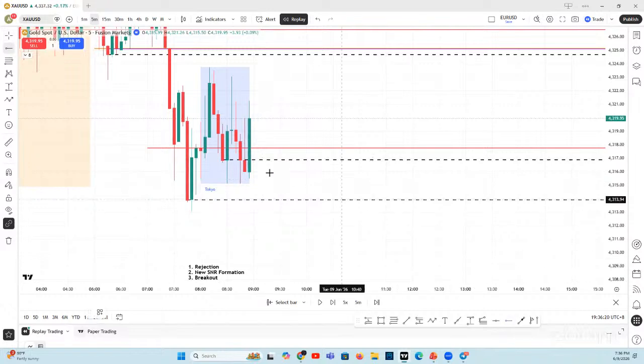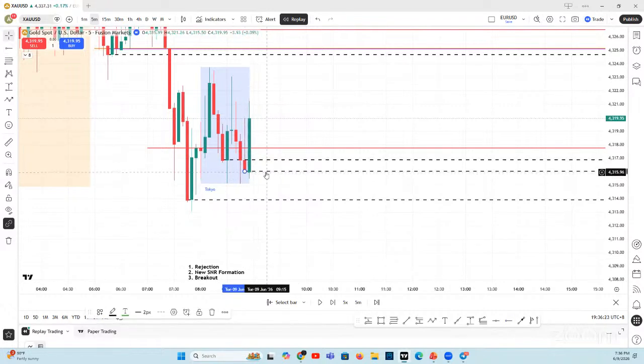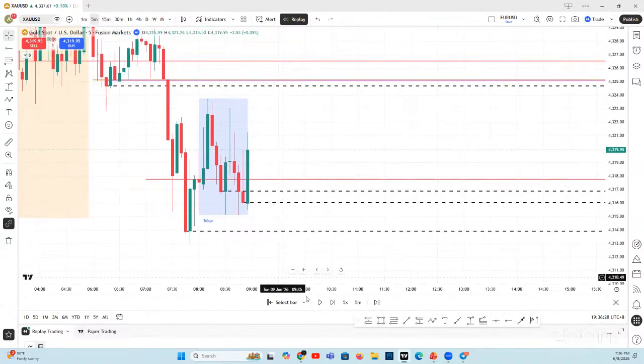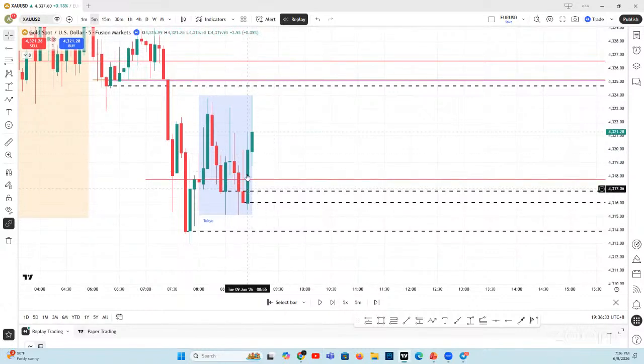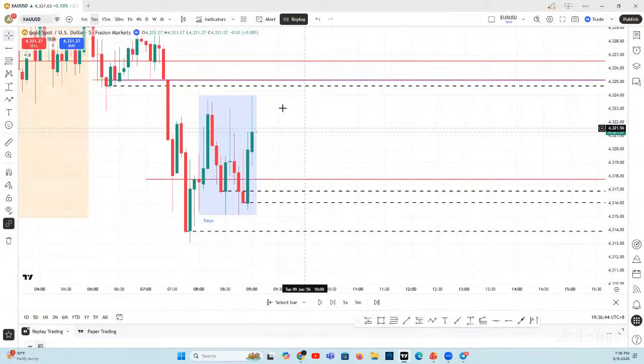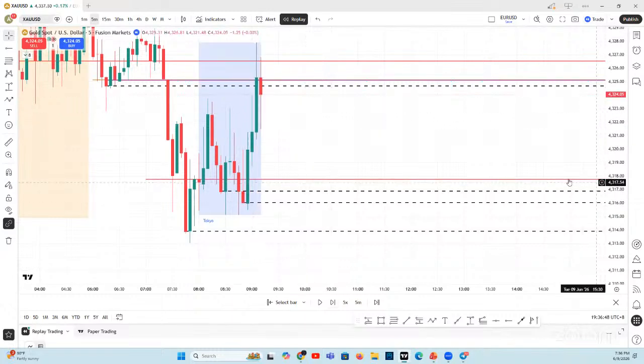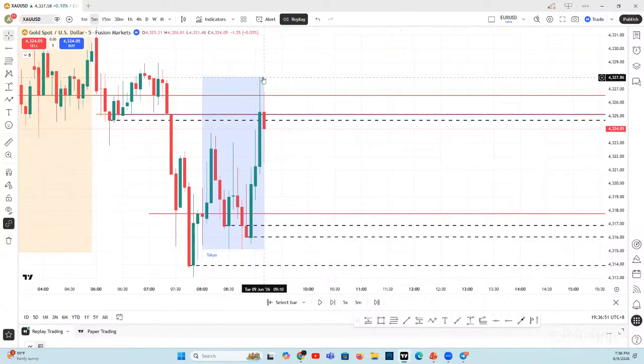Now when you have a new SNR, you will mark it again. Watch, guys. We have some breakout, or rejection at least, happening here. But where is the SNR? We need a traditional SNR every time. Support. See, it's going there, 4324. See, it's going even there. But this is not the time to buy, guys. You have to wait for these things.